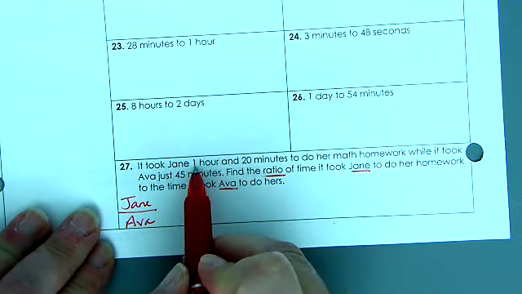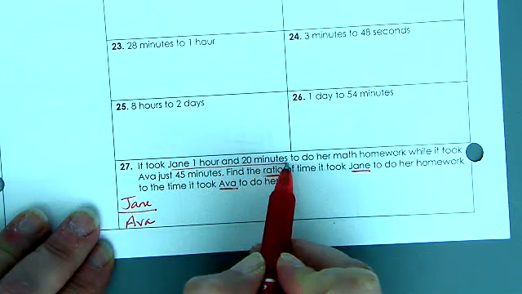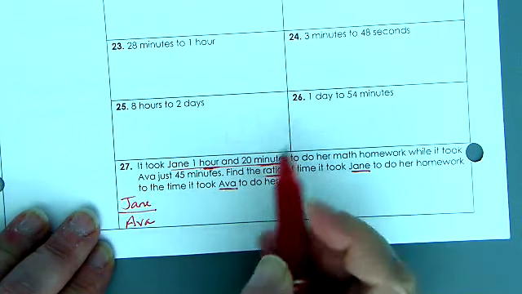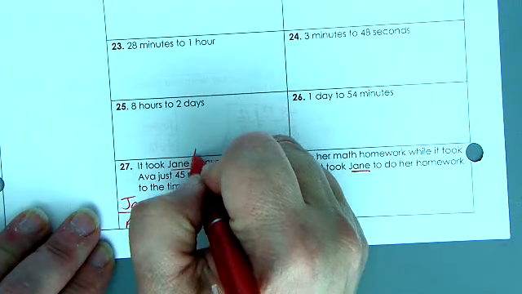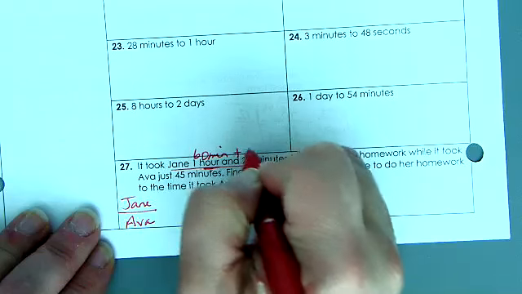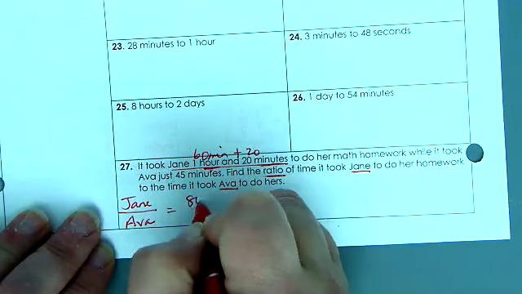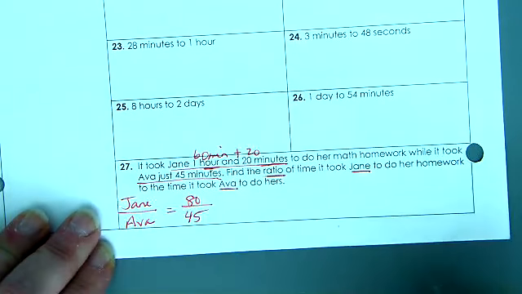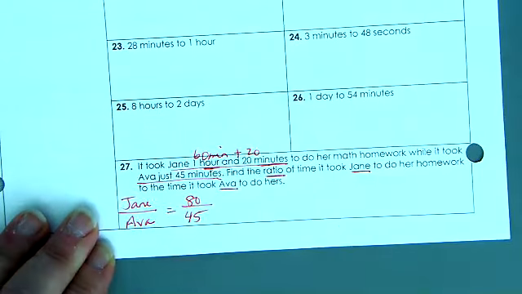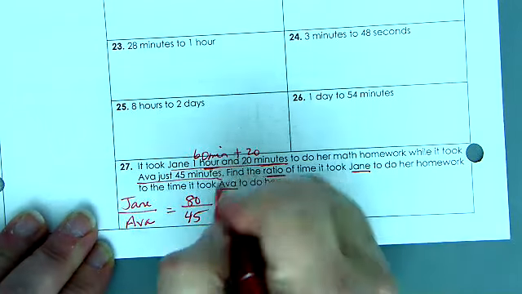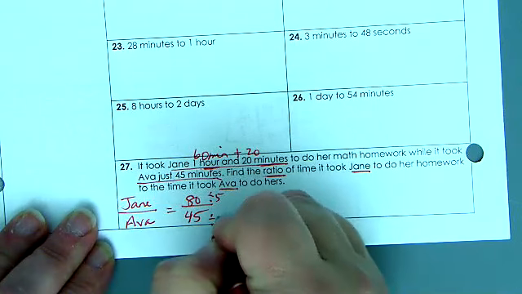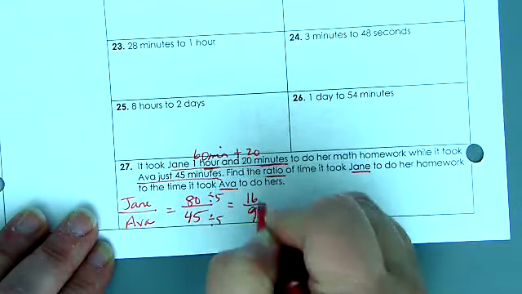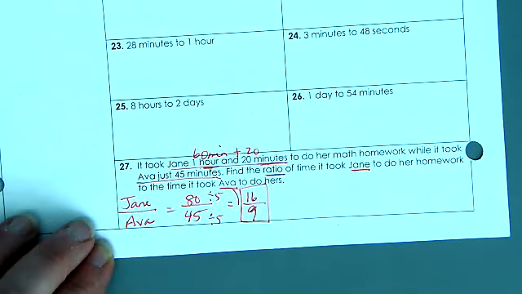Well, here Jan's is 1 hour and 20 minutes. It's 2 different units. I have to make it all 1. So 1 hour is the same as 60 minutes. So I'm going to do 60 plus 20, which is going to give me 80 over Ava's 45. And then we simplify. So divide by 5, and we get 16/9 as that simplified ratio.